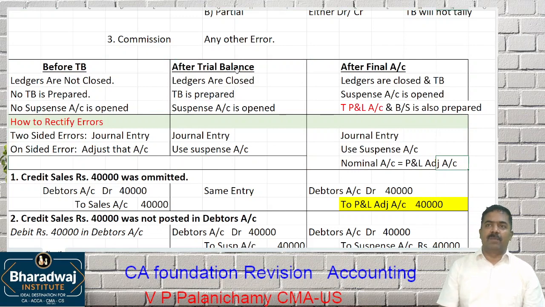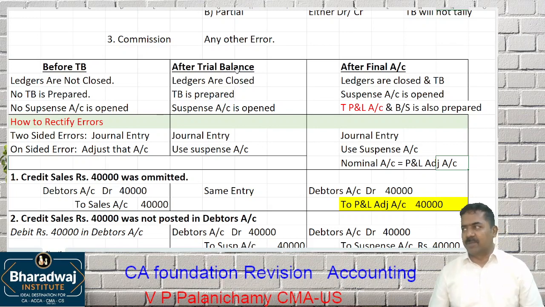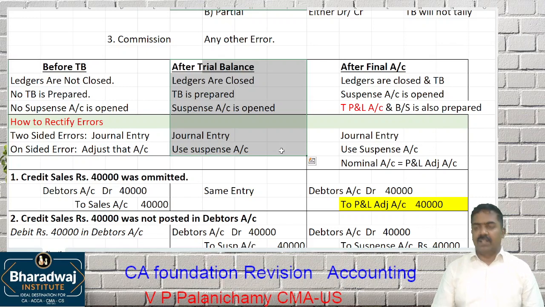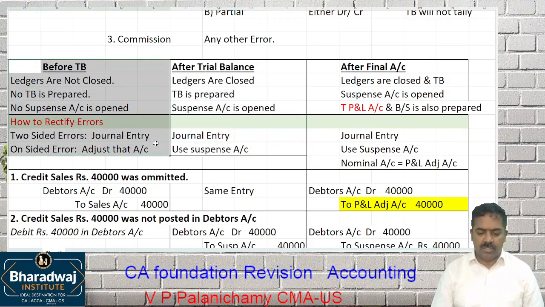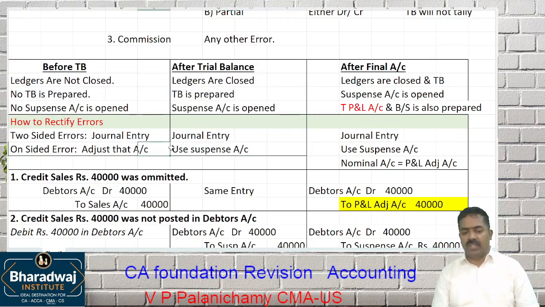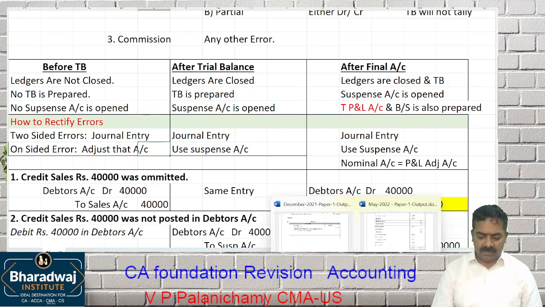During the preparation of trial balance means we are just in the process of preparing the trial balance. Trial balance is not tallied. We have not opened a suspense account. After trial balance means the trial balance should have been completed. During the preparation of trial balance means assume that errors are rectified before the trial balance. You are going to try.